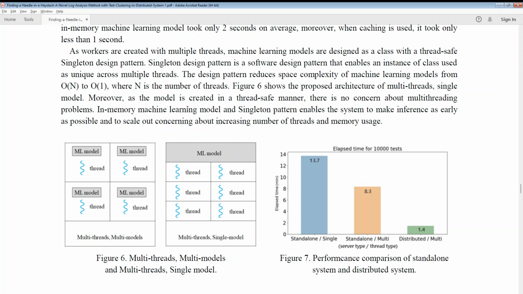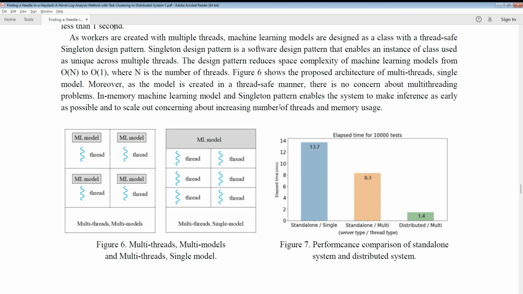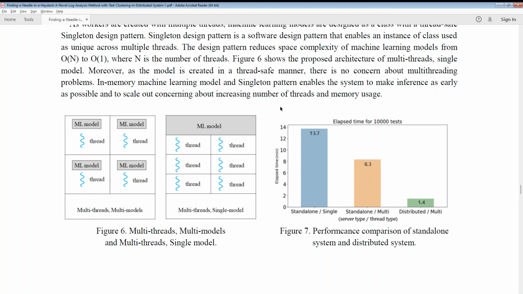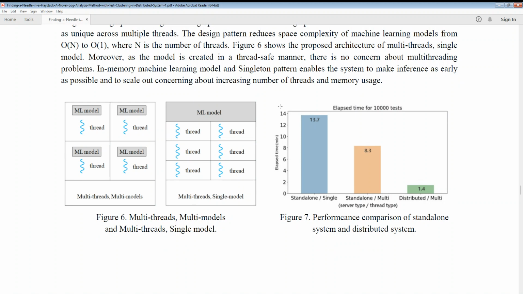The in-memory machine learning model and the singleton pattern enable the system to make inferences as early as possible and to scale out without concern about the increasing number of threads and memory use. Figure 6 shows multi-thread multi-model and multi-thread single model architectures, and Figure 7 is the performance comparison of the standalone system and the distributed system.